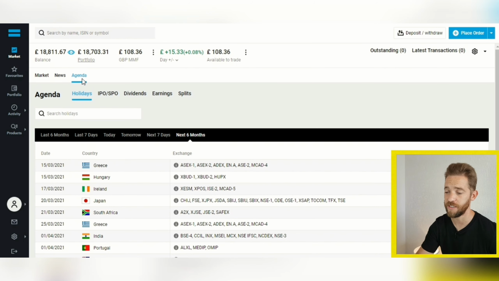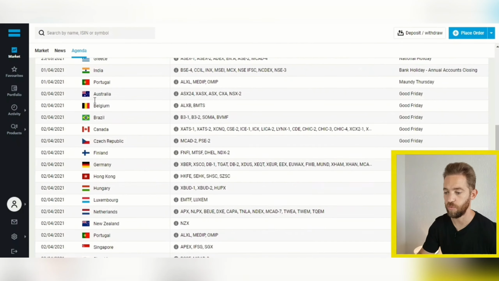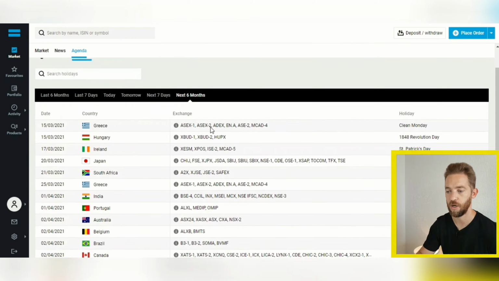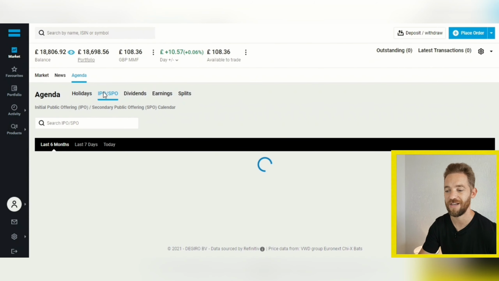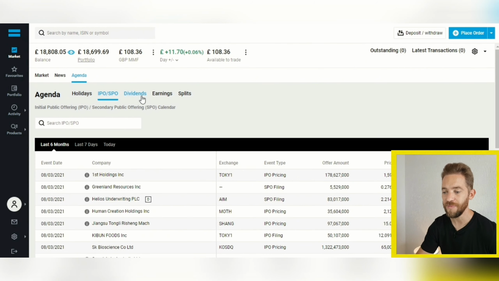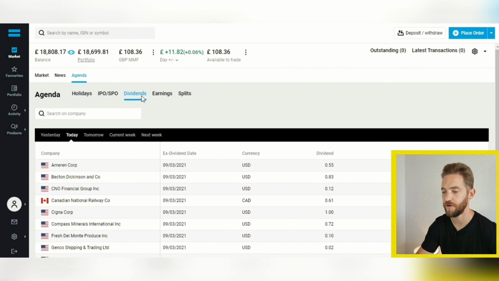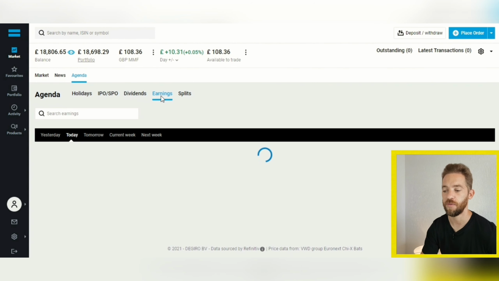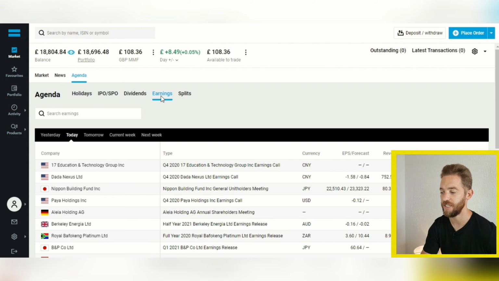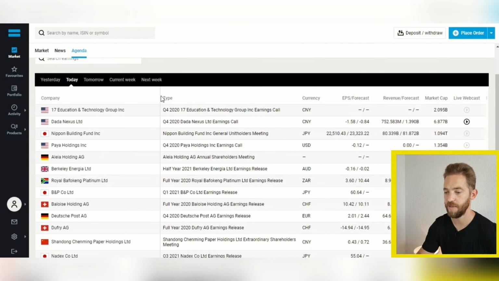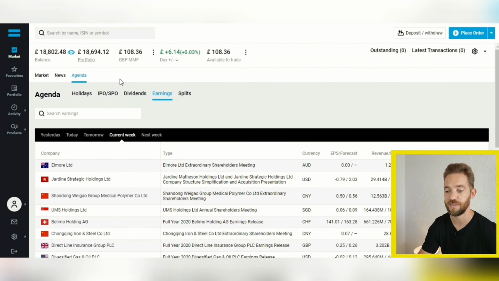This is really useful. I actually didn't even realize this was here until recently, but bank holidays, for example, public holidays are all detailed in here, and it will tell you which exchanges are going to close on those days. You've also got details of IPOs, dividends that are going to be paid, upcoming dividends, earnings as well. This is probably the most useful feature of this page. The earnings, you can come in at the beginning of the week, click on current week, and it will tell you the companies that have earnings coming up in that week, along with estimates for revenue, estimates for EPS, market cap.